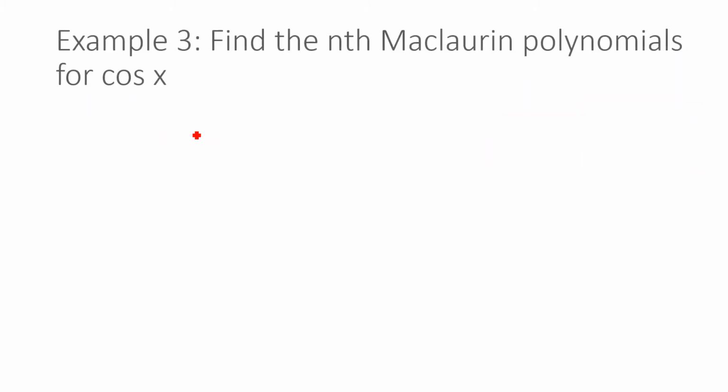So let's have another example. Find the Maclaurin polynomials for cosine x. In the Maclaurin polynomials for cosine x, only the even powers of x appear explicitly. So the computation is similar to our previous computation.